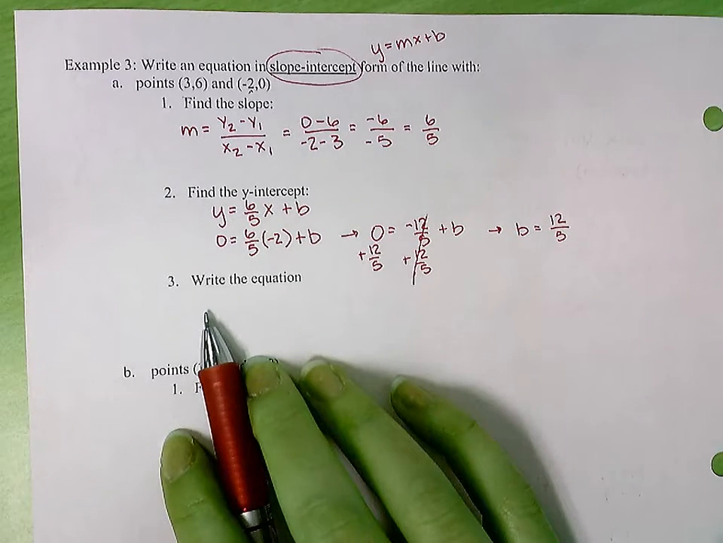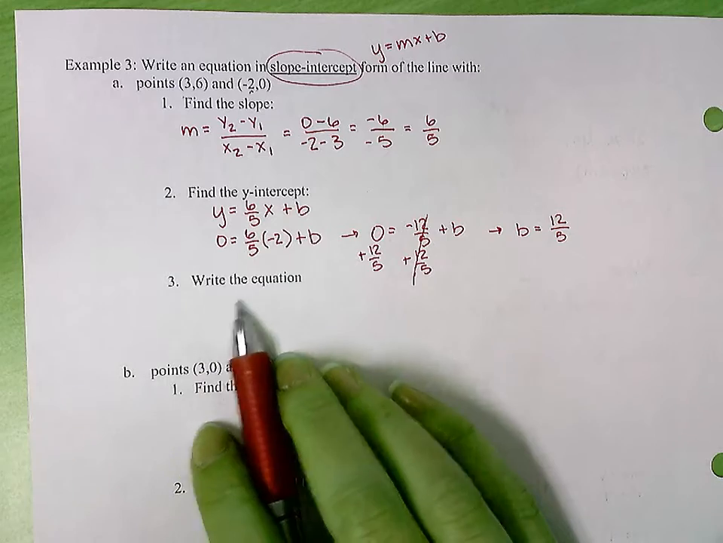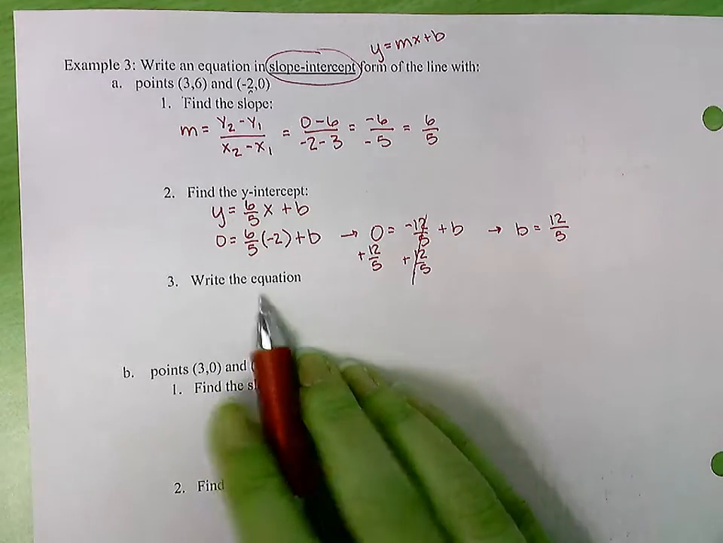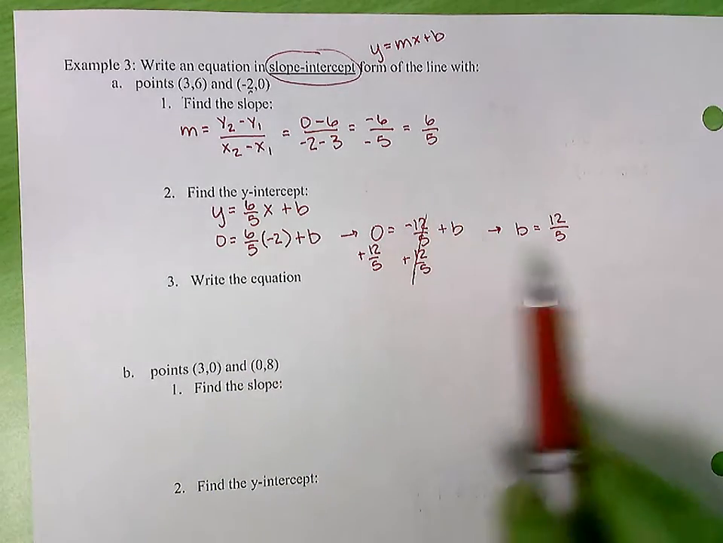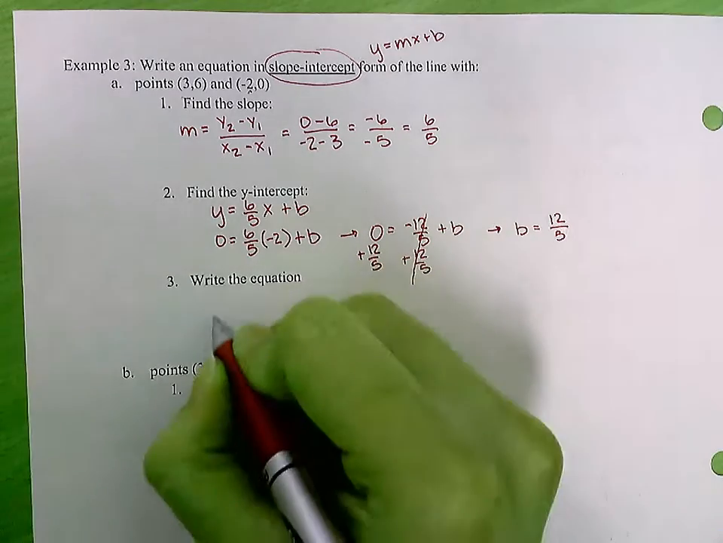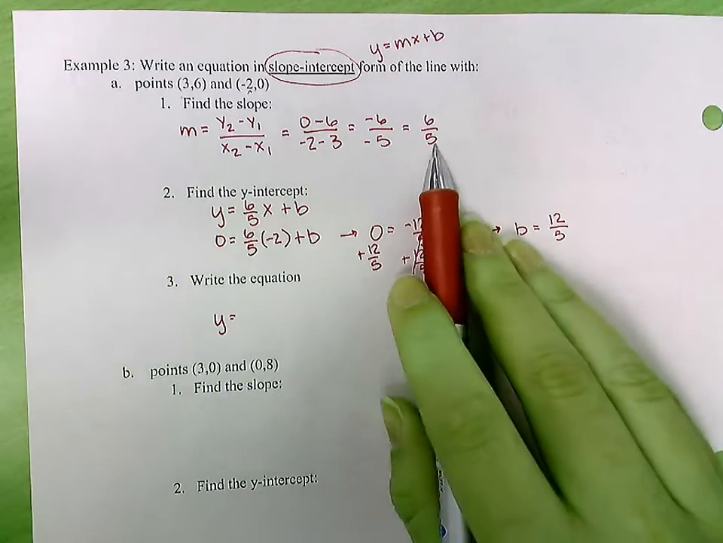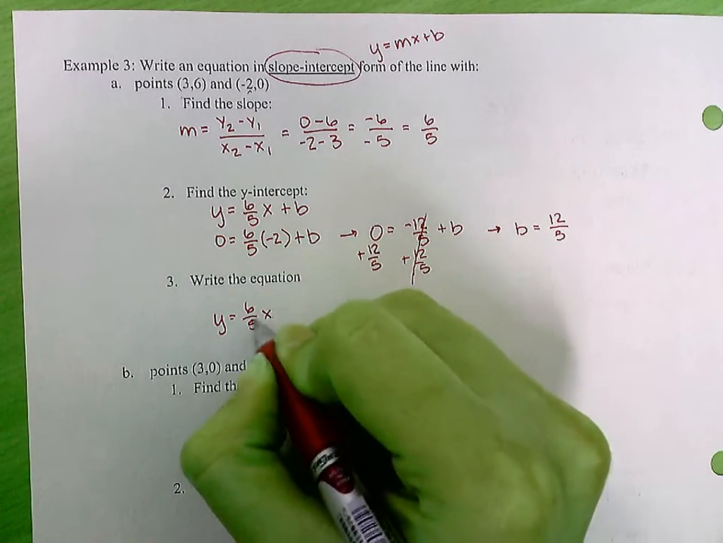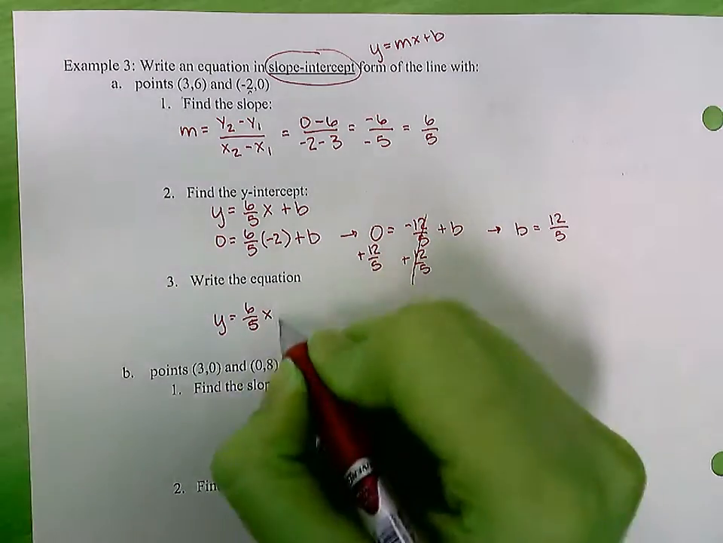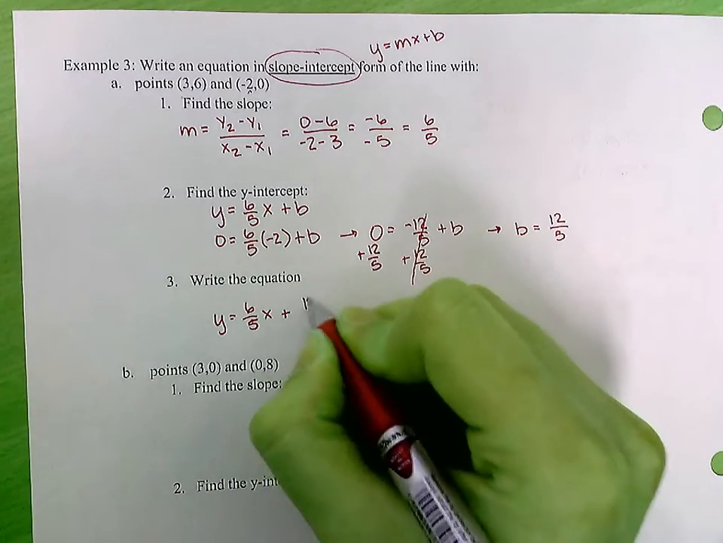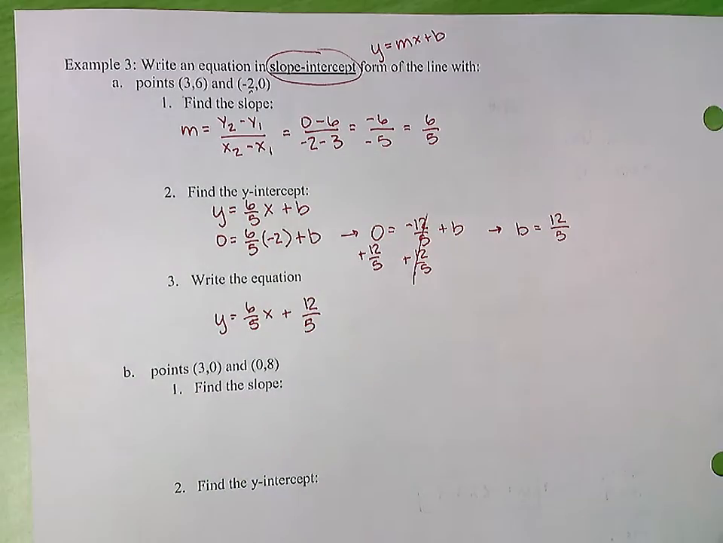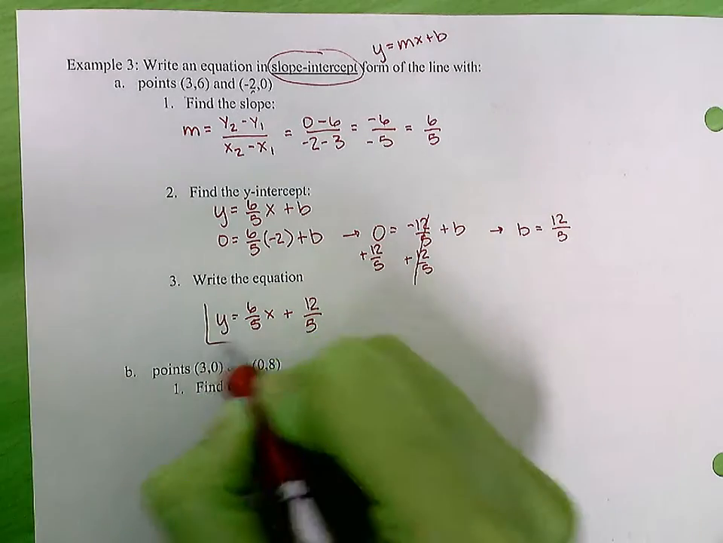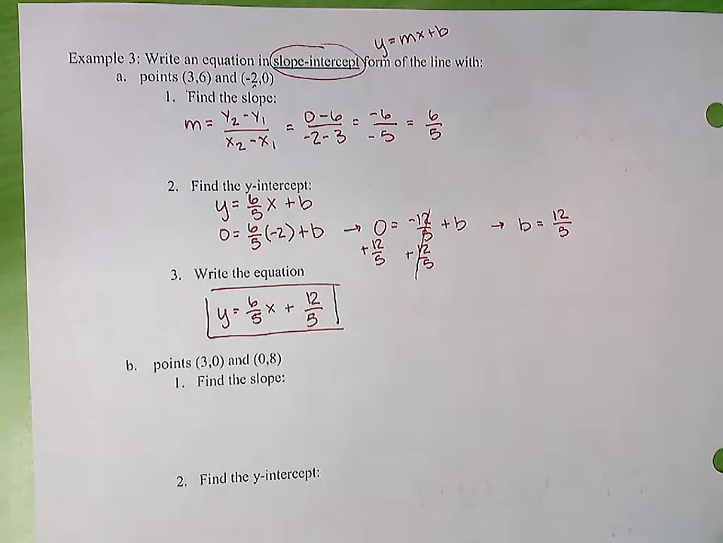Our last step here is to write out the equation of the line. So now we have m and we have b. So we'll have y equals, our slope is 6/5, x plus our b value is 12/5. And that would be our equation of that line.